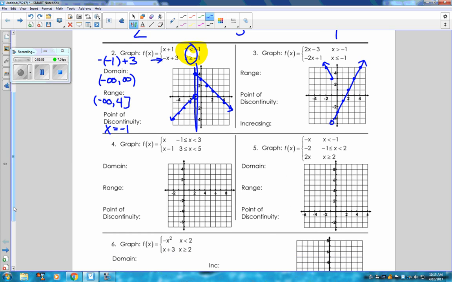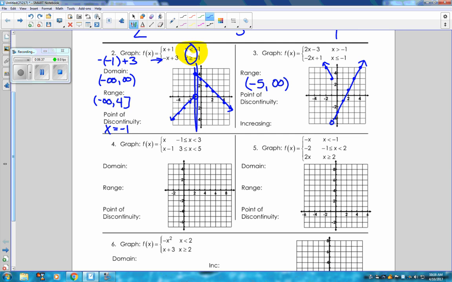So what's my range for this graph? Range is not all real numbers. -5. Is -5 included or not included? Not included. Because it's an open circle. And remember, when we're writing range and domain, we want to write the smallest number first. So that's the reason why -5 is in front of positive infinity.